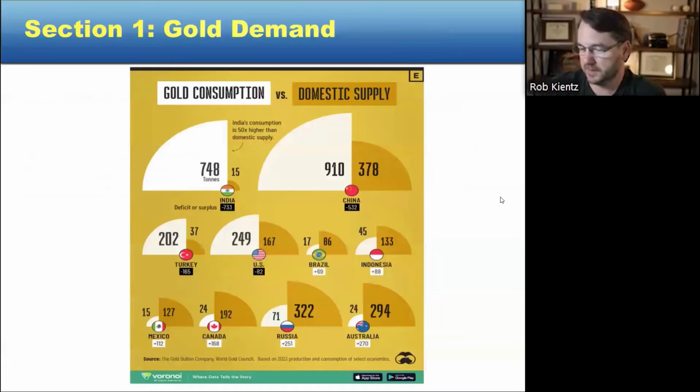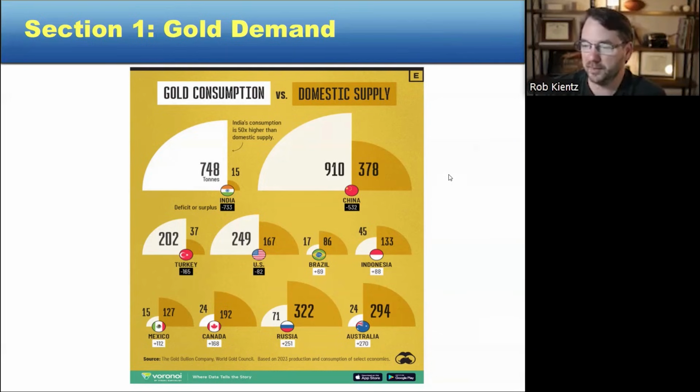This is a really cool histogram from Voronoi, a Visual Capitalist project, and I think these are 2023 numbers. You can see that some countries supply more and use less, and some supply less and use more. China puts out 378 tons in 2023 but uses 910, so they're a net importer. India is a huge net importer. They put out 15 tons of gold and take in 748 tons. So they're very much an importer.